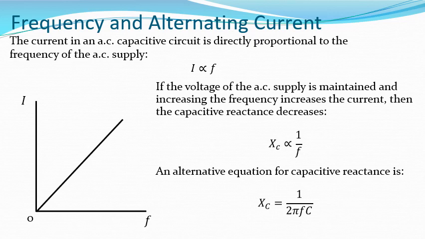If we're looking at the reactance, then because the reactance is equal to the voltage divided by the current, and when we have a high current, we have a small reactance, this means that the reactance is inversely proportional to the frequency. And we can show that the capacitive reactance is equal to 1 over 2 pi times the frequency times the capacitance.